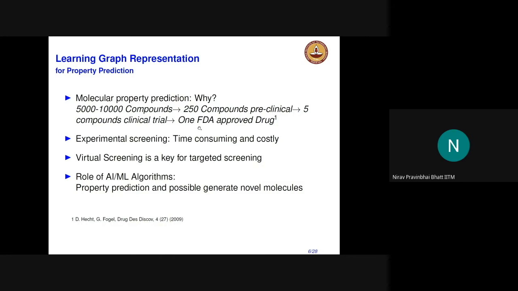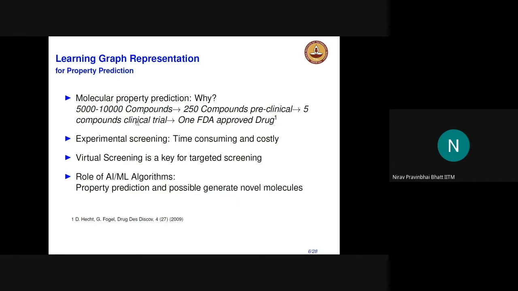So you can see that molecular property is one of the important aspects, because experimental screening is time consuming and costly, and virtual screening is one of the best alternatives to reduce not only the cost but also the time. This cost also has an implication in terms of the final cost of the drug. So sometimes you wonder why some of the drugs are exorbitantly costly. The reason is that the break-even point itself is high.